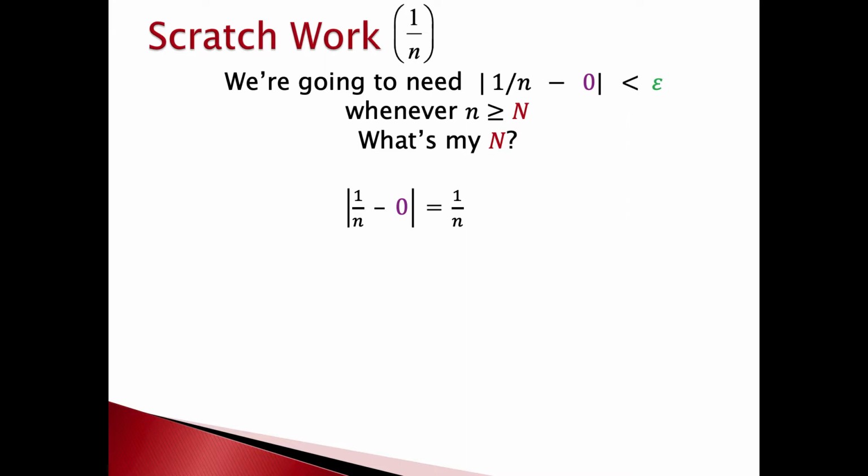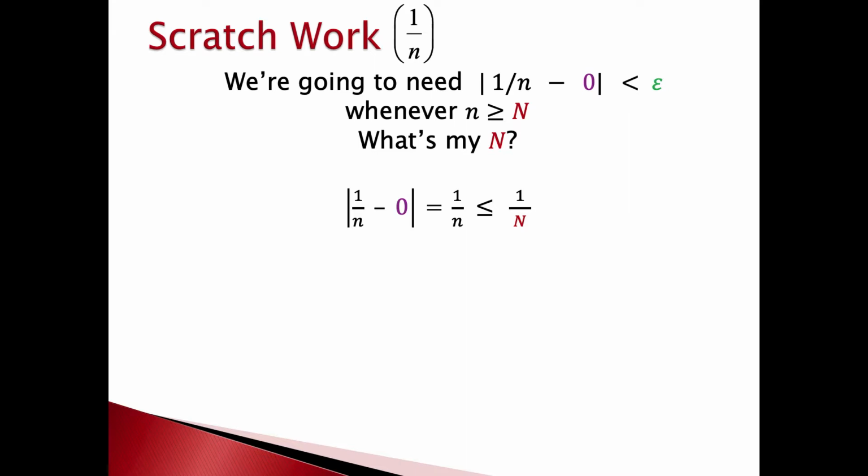So in other words, how do I take 1 over n and get something bigger? Well, I could replace that little n in the denominator with a capital N. And when I do that, I've made the denominator smaller. Again, you might want to pause the video at this point and think really hard about this, because this is the absolute key to understanding how these proofs work.